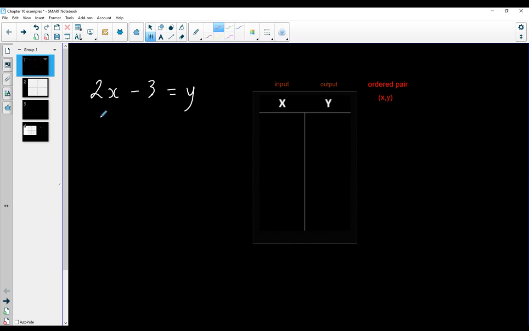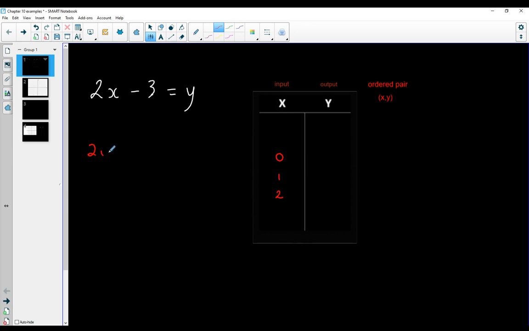Okay, so we'll take a look at this expression. We've got the expression 2x subtract 3. So we could quickly do this one where we do the inputs for a couple of x values. I'm just going to start here with the values of x is 0, 1, and 2.